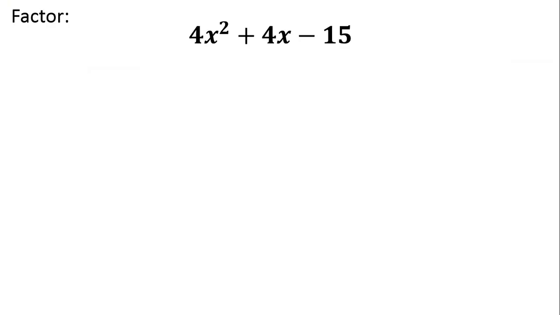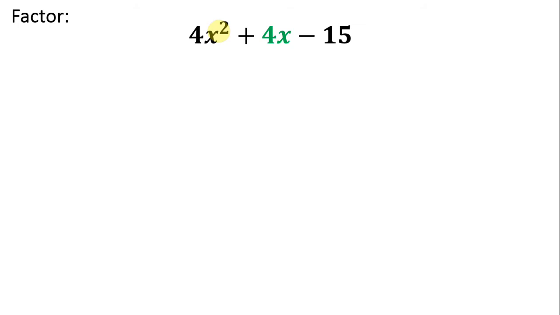Factor 4x squared plus 4x minus 15. Thankfully, there's another way to factor these that's a little bit more efficient, especially when we're dealing with these big numbers in front of our x squared. It's called factoring by grouping.